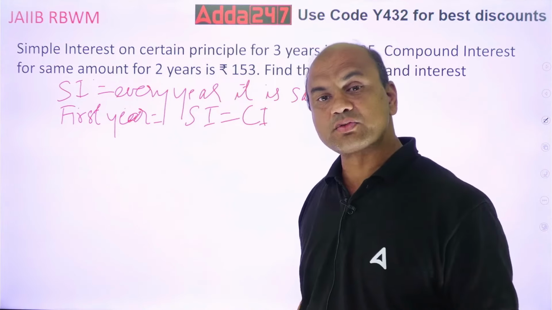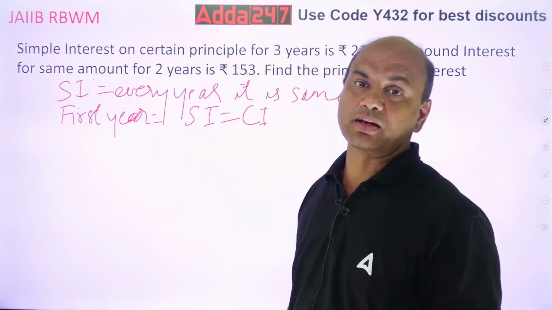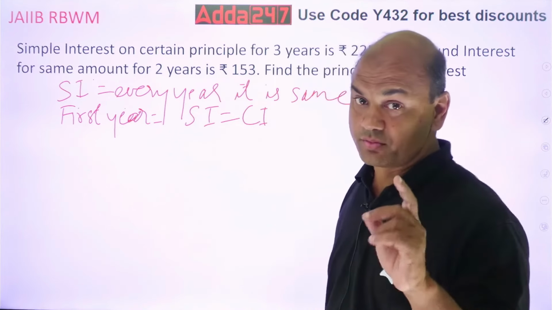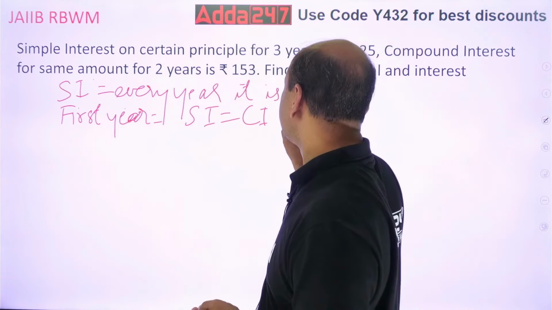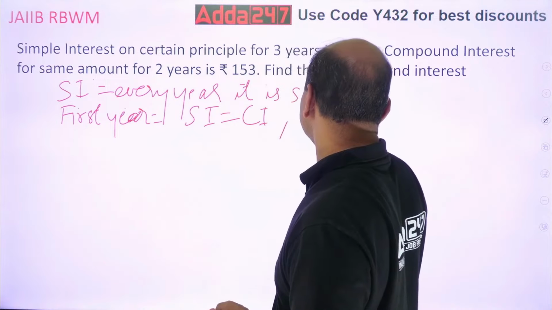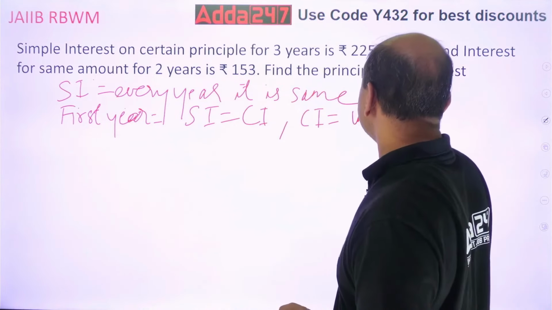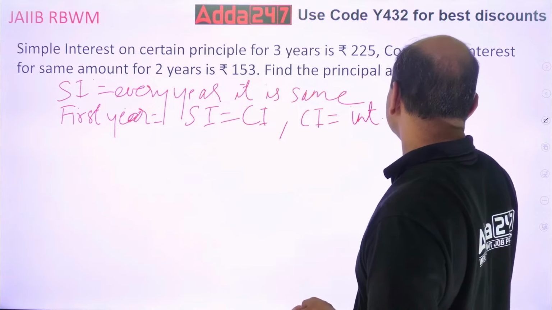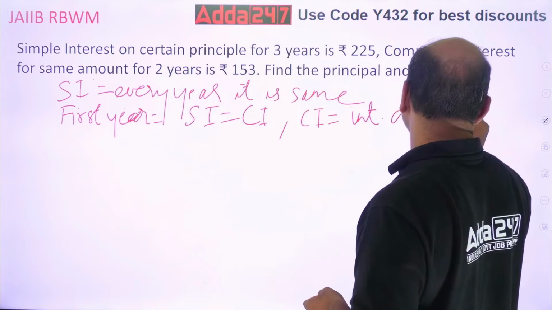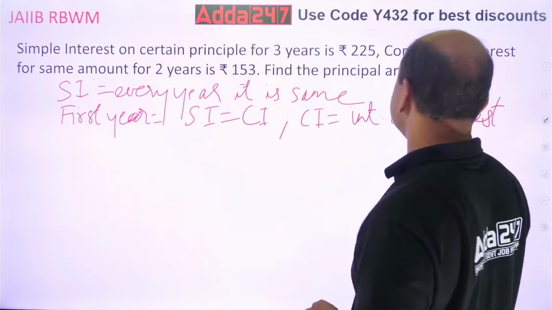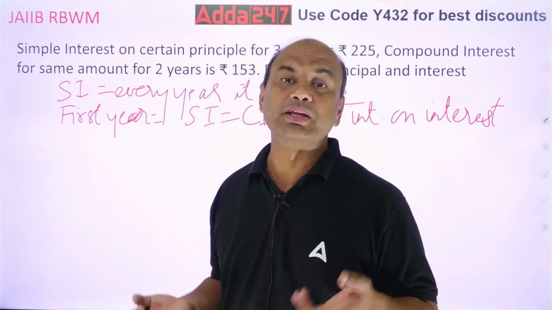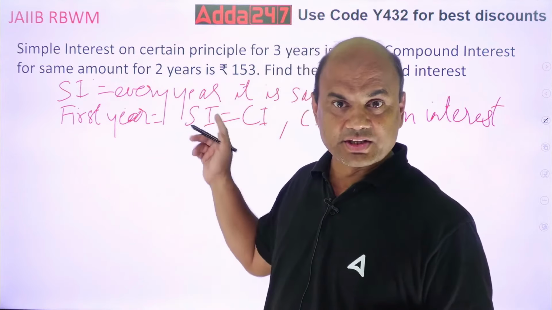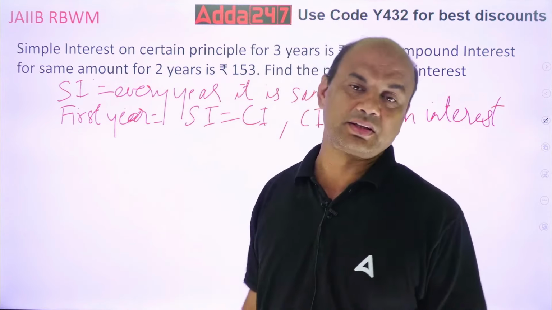And compound interest is what? Compound interest is interest on interest. Very important part. You all will say, sir, we know all this. Then solve the problem. Are you able to solve it? Again, CI equals interest on interest. We have learned these things, but many times we don't understand them. Compound interest means interest on interest. Means what? This problem will clarify all the doubts in that.